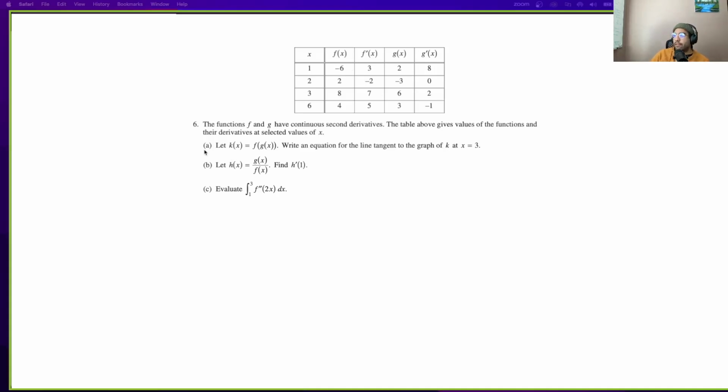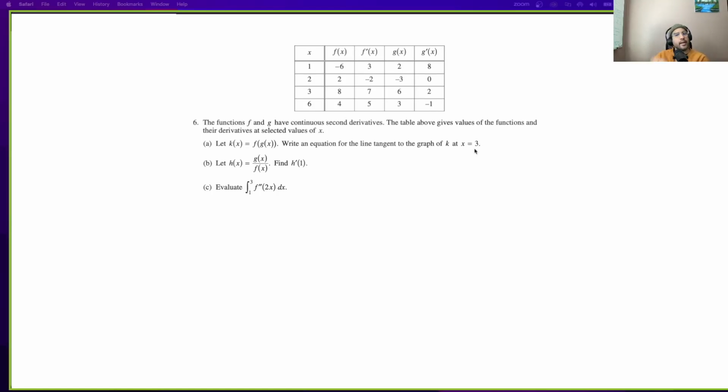And so for part A, they say k of x is equal to f of g of x. So we have the composite function, and they want us to write the equation for the line tangent to the graph of k at x is equal to 3. So immediately I'm thinking that they want us to find the line tangent. I'm obviously going to use y minus y1 is equal to m times x minus x1. First, I'm going to find the slope, and that slope is going to be the derivative at the point x is equal to 3.